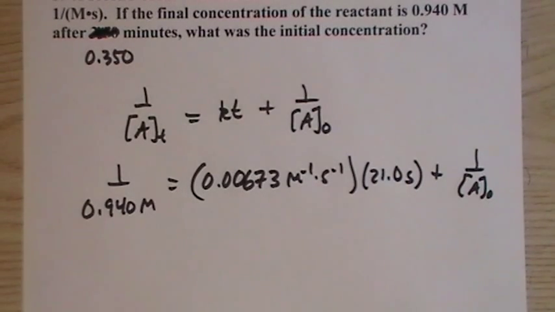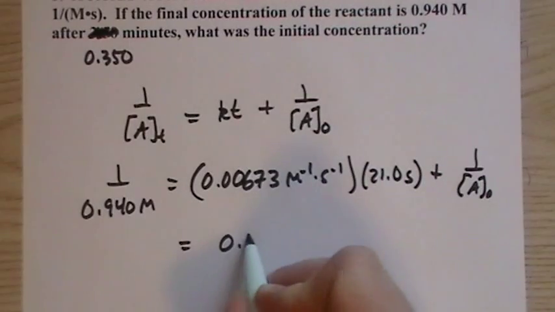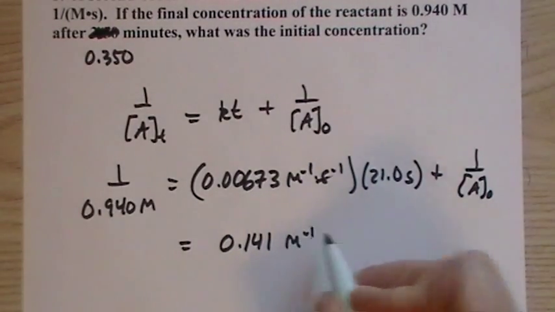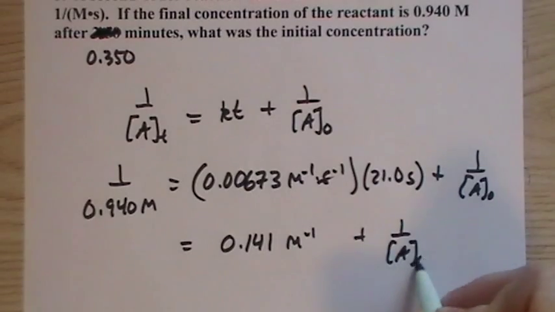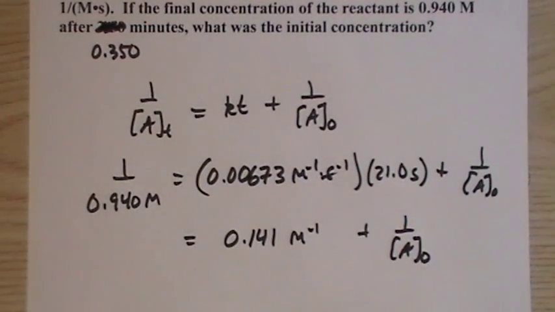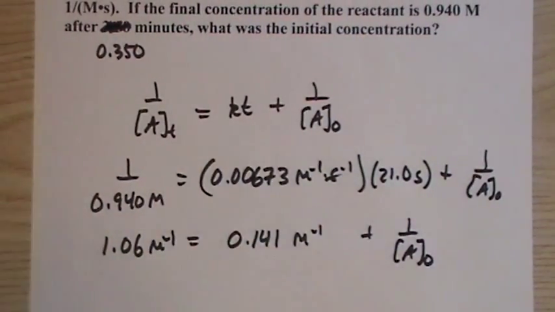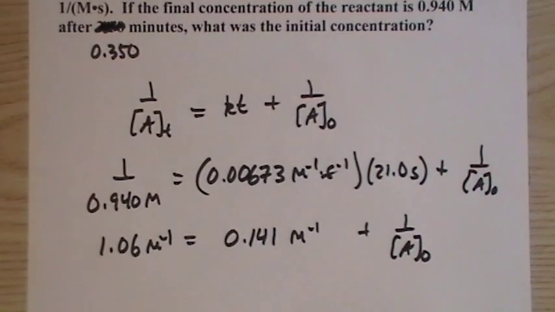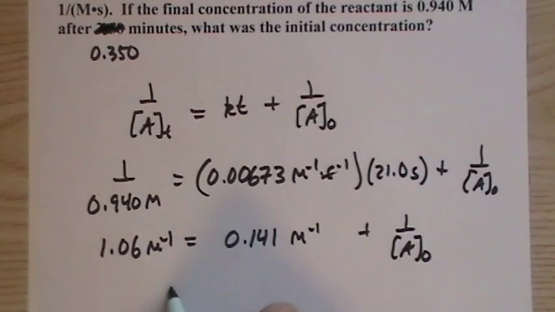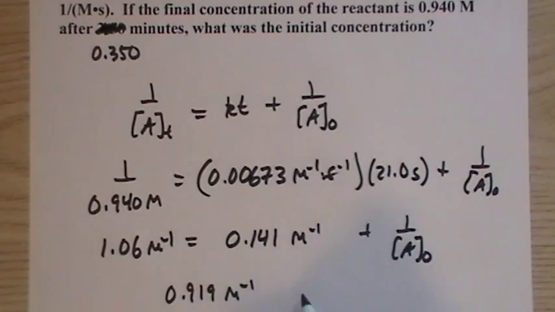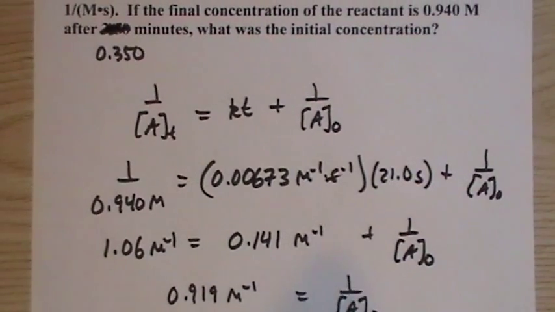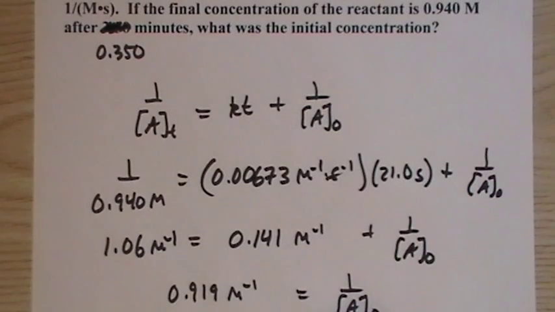0.00673 times 21, and this comes up to be 0.141 inverted molars. We don't know what A is, or the A naught is, and that's the way you can say that, A naught, initial concentration. This is 1.06 inverted molars. Subtract, so 1.06 minus 0.141, and we end up with 0.919 inverted molars, 1 over A naught. Take the inverse of both sides, and the initial concentration is 1.09 molar.